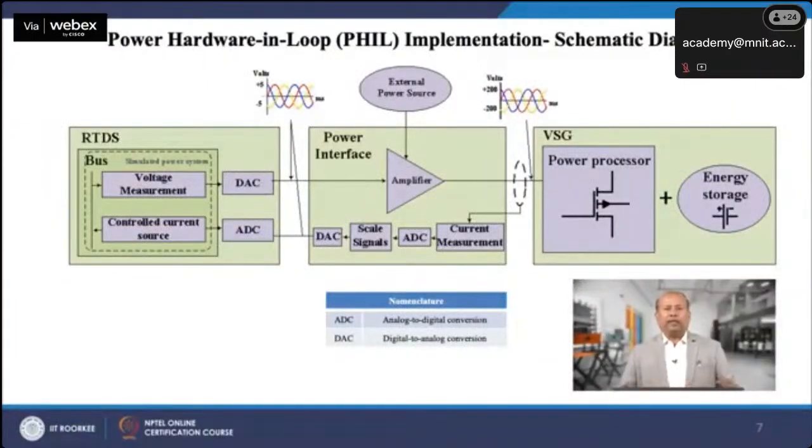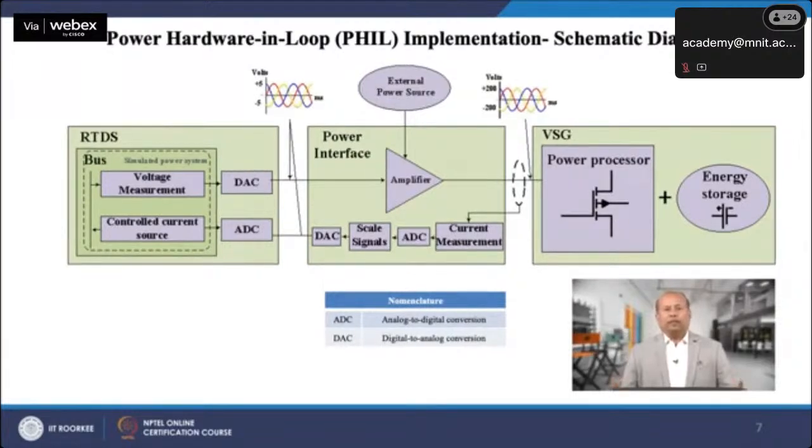In this slide, a schematic diagram of the PHIL implementation is depicted. The simulated IIT Roorkee distribution system in RTDS is interfaced with a power amplifier via DAC. Here, the voltage level in RSCAD is scaled down to plus or minus 5 volt. Further, the VSG is connected to the power amplifier. The current output from the VSG is sensed and given as input to RTDS via ADC.